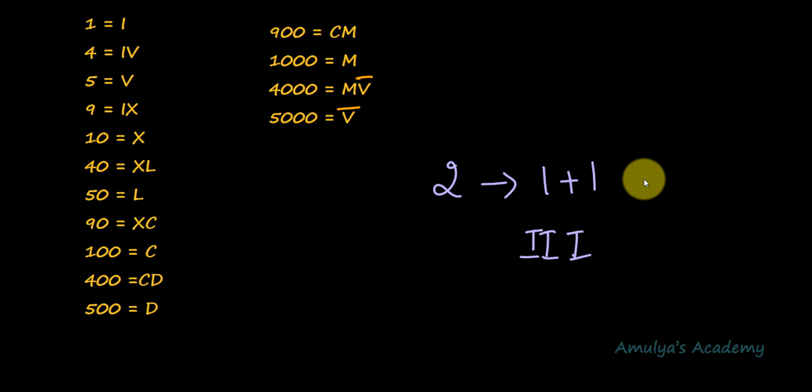And we can't use the same symbol more than 3 times in a row. That's why we won't represent 4 like this. Instead of that, 4 is nothing but 1 less than 5, so we'll represent it like this. But in some places you can see 4 is represented like this, especially in clocks. But here you just remember, don't use the same symbol more than thrice in a row.